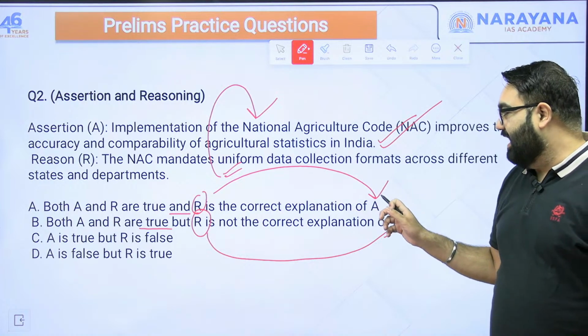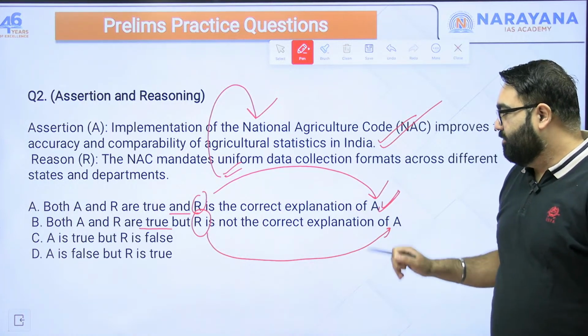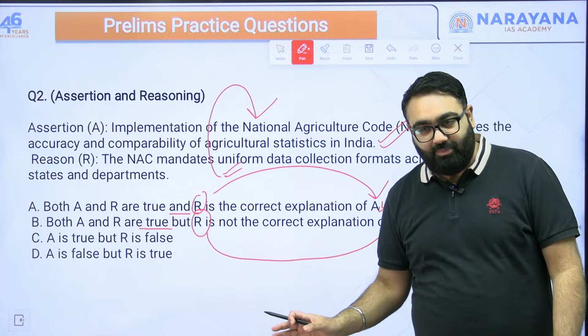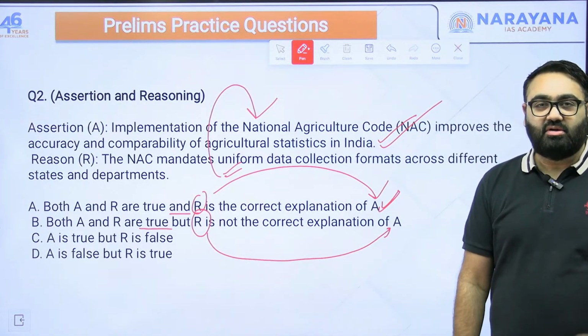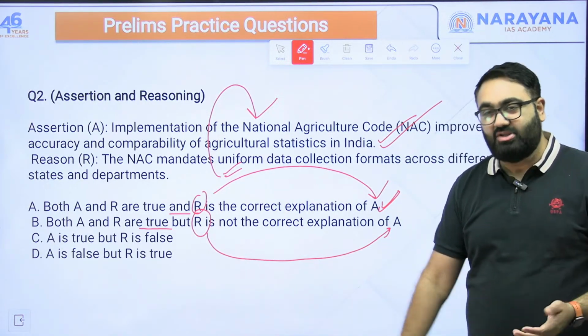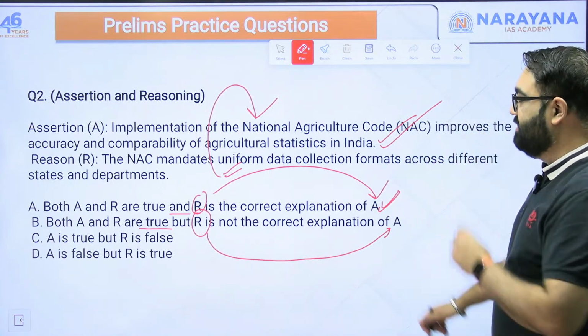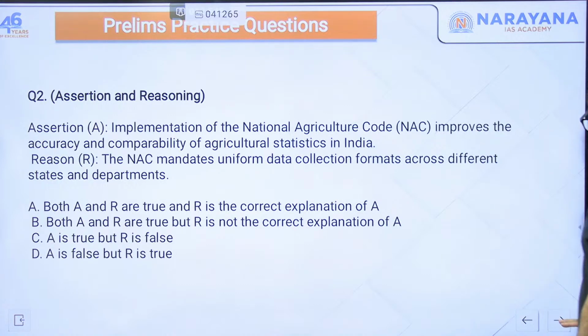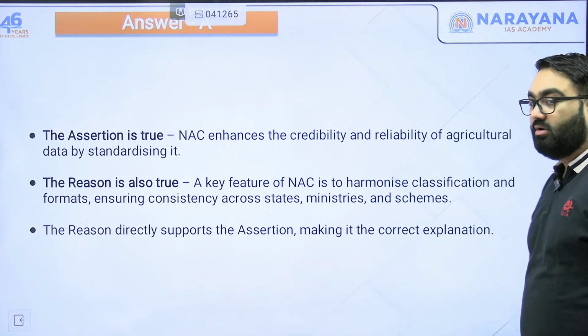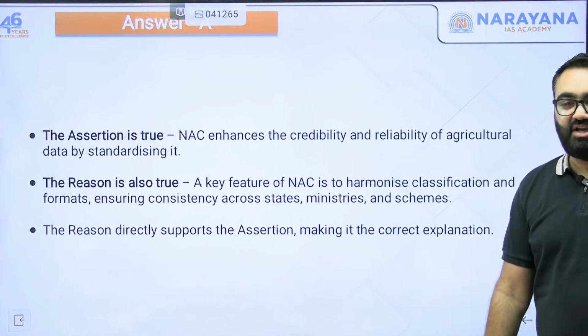So reasoning is the correct argument. This is the reason why assertion is correct. So in this case, the answer will be A. Not just the fact that both are correct, but also reason correctly explains why the assertion is correct. So the answer here would be A. If you want, again, you can take a screenshot, it's all yours.